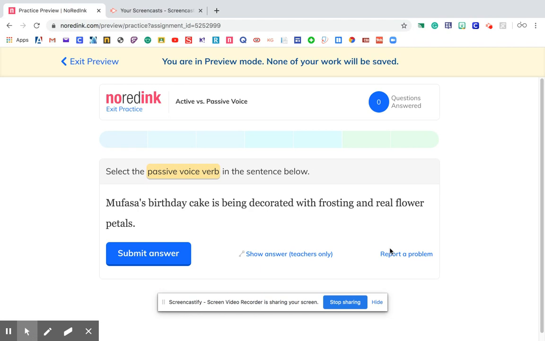So it says, "Mufasa's birthday cake is being decorated with frosting and real flower petals." Mufasa's birthday cake is the subject of that sentence. What is being done to Mufasa's birthday cake? It is being decorated with frosting and real flower petals. So is being decorated is that passive voice verb.